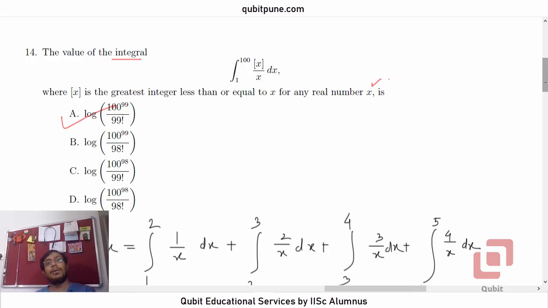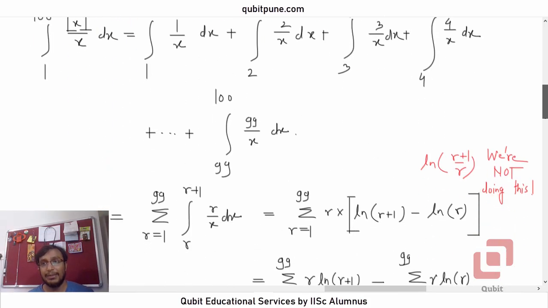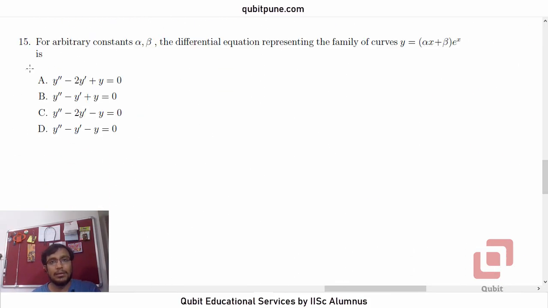Okay, 14th is done. Now let us go to the last question from the website paper of IISER Aptitude Test 2022 Mathematics. Question 15. For arbitrary constants alpha, beta, the differential equation representing the family of curves y equal to (alpha x plus beta) into e raised to x, and we have got 4 options.